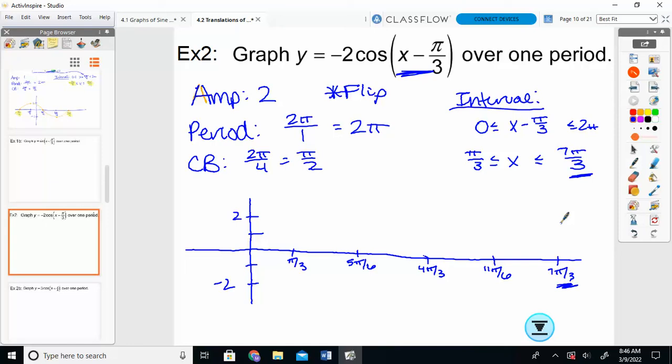Quick check, your ending point should be where we said our interval would end, and it is. We're graphing cosine, so my first point happens when my x is pi over 3. Cosine normally starts at its high point, but this time it was flipped, so we will start at negative 2. Then we hit our 0, positive 2, 0, back to negative 2. And so there is my cosine.